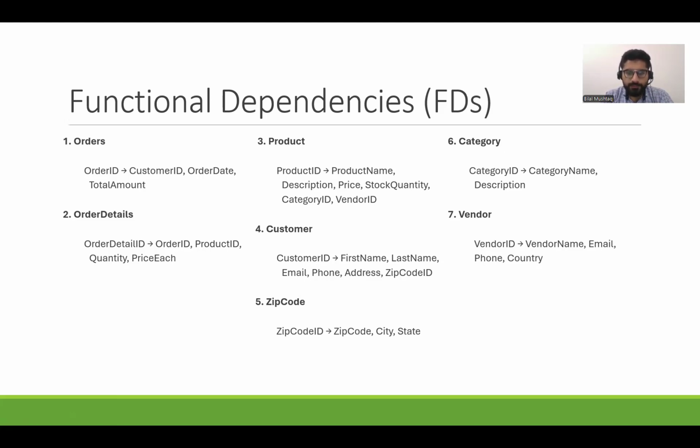Zip code ID, because we have created a separate zip code table because we didn't want any transitive dependency in the customer table, because that violates the 3NF rule. The zip code table contains the zip code, city, and state. The category table contains category name, description, and then the vendor table contains vendor ID, vendor name, email, phone, and country. We're going to talk about all of this more in detail.